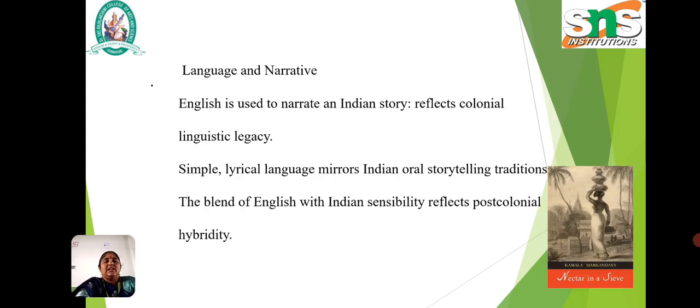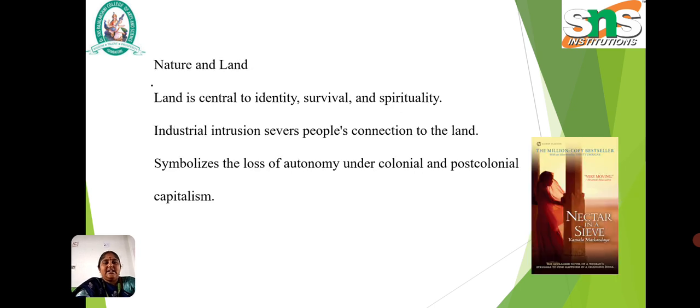resistance. The language and narrative used by Kamala Markandaya in this novel reflect the colonial linguistic legacy, and this lyrical language mirrors the Indian storytelling tradition, and she blends post-colonial hybridity in the novel. Nature and land play a very important role in this novel. People are deeply connected to their land. It symbolizes their autonomy, which is lost if their land is confiscated by the Britishers.